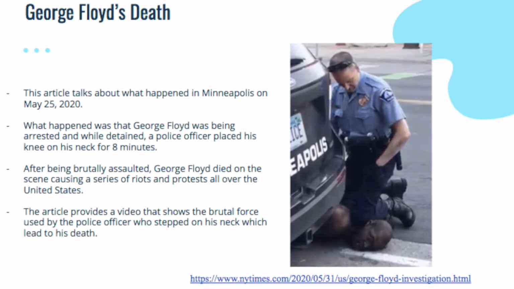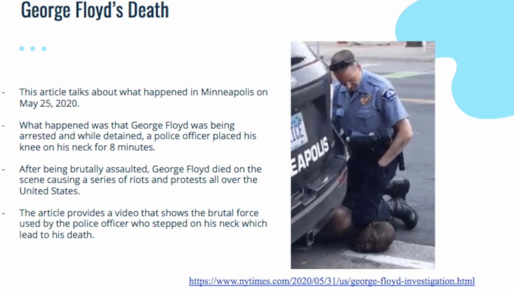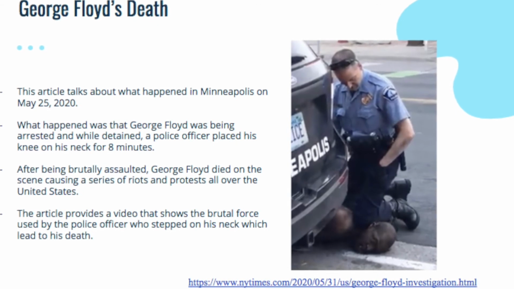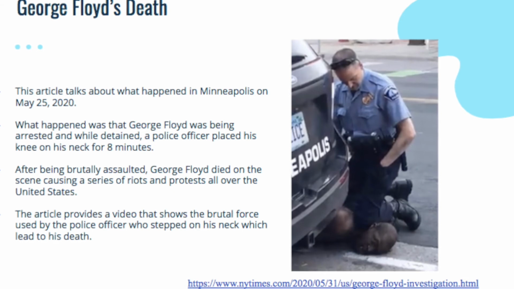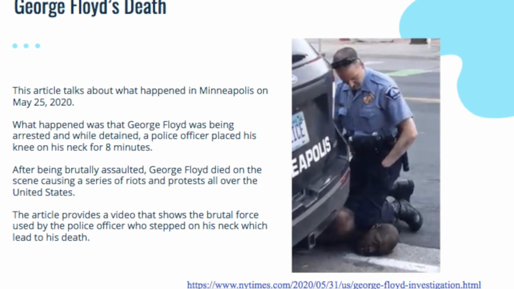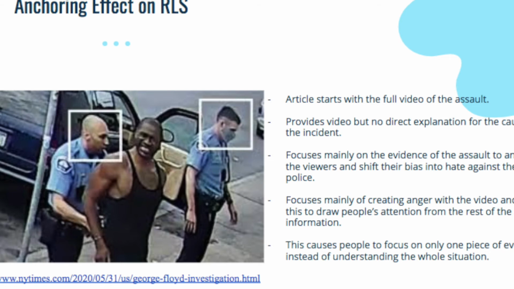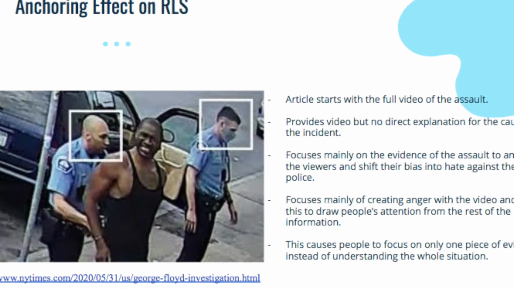The article provides a video that shows the brutal force used by the police officer who stepped on his neck. Throughout the whole article, we see how they explain the situation and they talk about the importance and all the bad things that happened that led to this confrontation. So, in this article about George Floyd's death, we can clearly see the use of the anchoring effect.